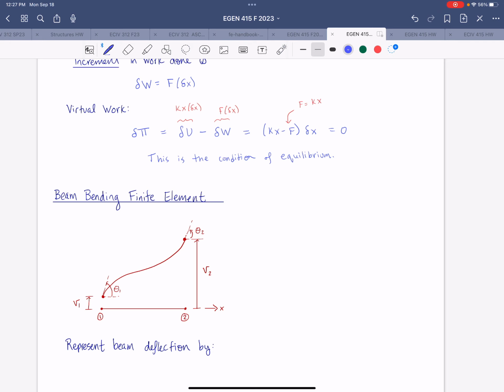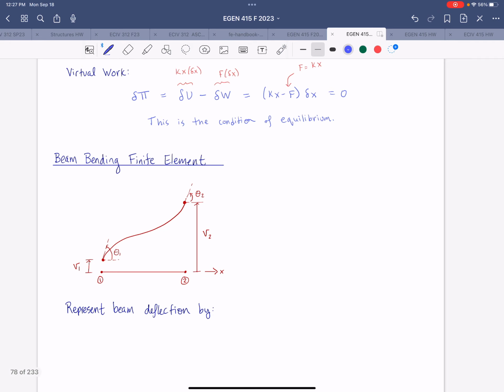Now, a couple things I want to add to this little sketch here. This straight line is representing the original undeformed position of an element, with node 1 at the left and node 2 at the right. So under general forces F1, M1, and F2, M2, you would end up with a displaced position and shape that looks something like this.